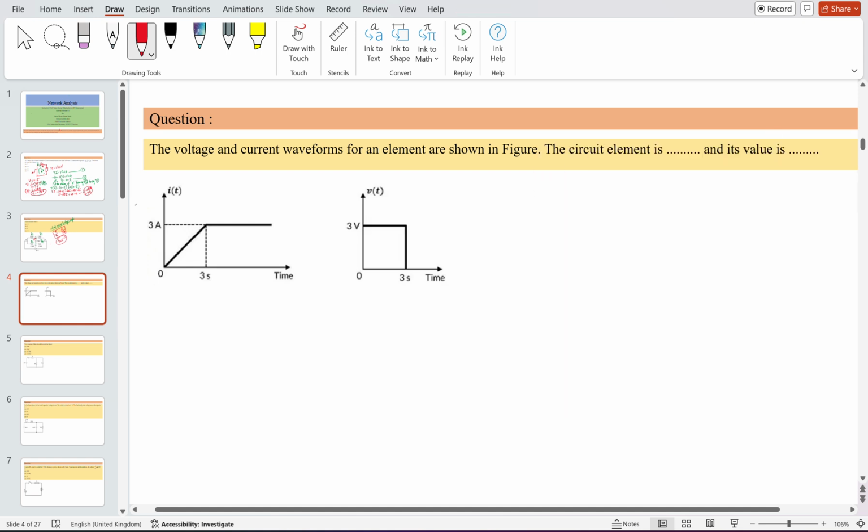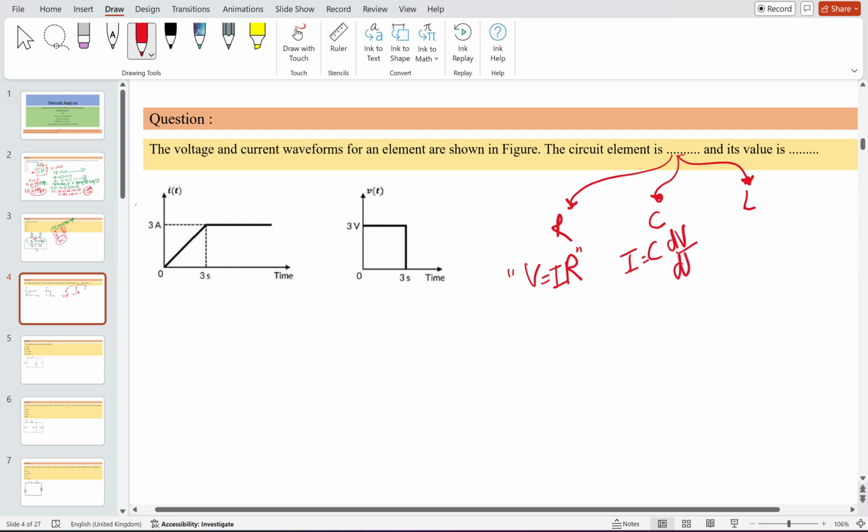So for a circuit element, if the I and V curves are given, three elements are possible in these scenarios: it could be R, it could be C, or it could be L. The standard equations: for the resistor, V is equal to IR. For C, it is I is equal to C dV by dt.